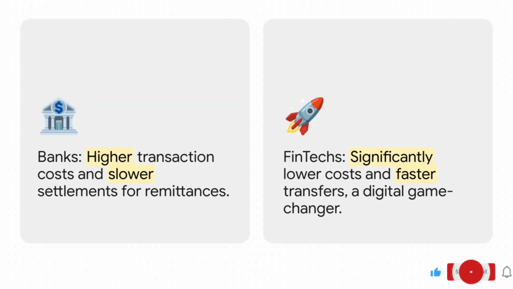Now let's switch gears to remittances. Traditionally, sending money home through banks was, let's be honest, slow and really expensive. But digitalization, through these new fintech companies, or RemTechs, is a total game changer. They offer much lower costs and way faster transfers, which helps us meet that UN Sustainable Development Goal of keeping remittance costs under 3%. This is just a classic example of digital disruption in action.